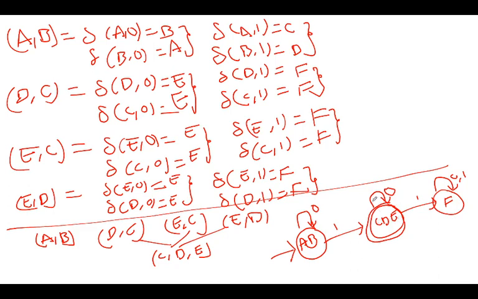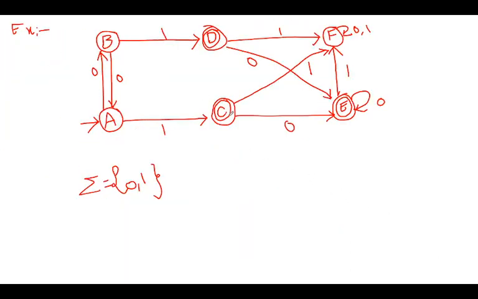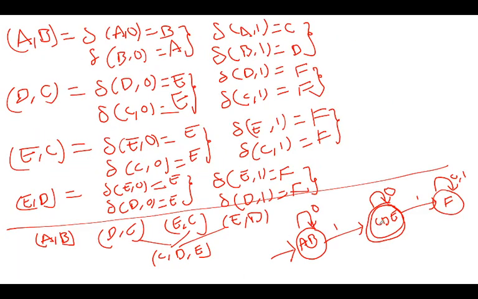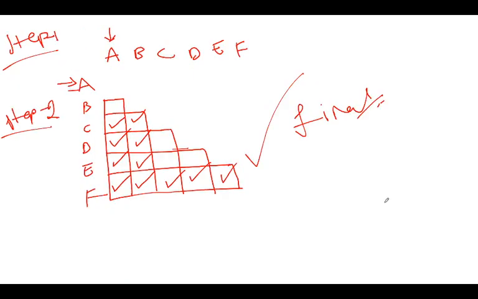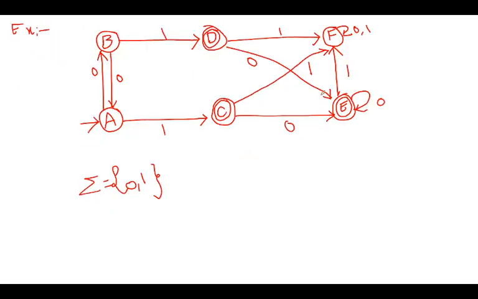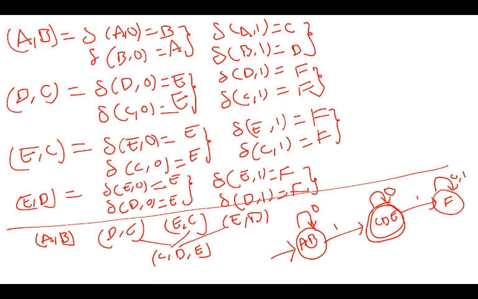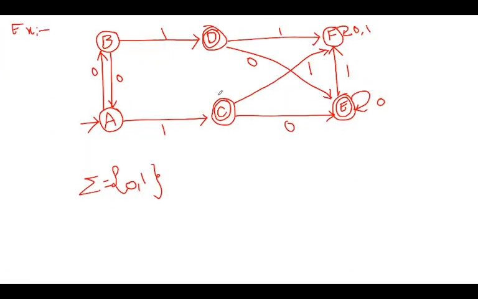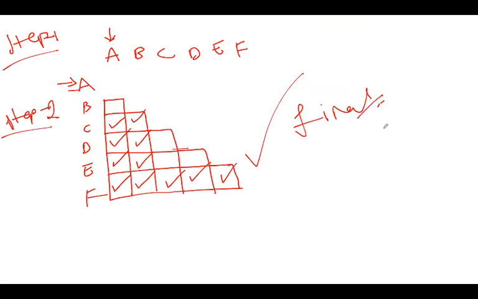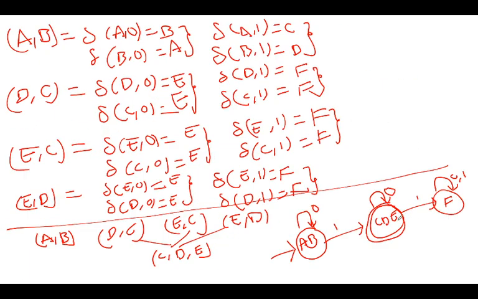C, D, E, all three, on taking input 0 go to the same state only. C on taking 0 goes to E only, and E is in the same state. All are combined, so it will be marked as the same state only. D on taking 0 goes to E only. E on taking 0 goes to E only.